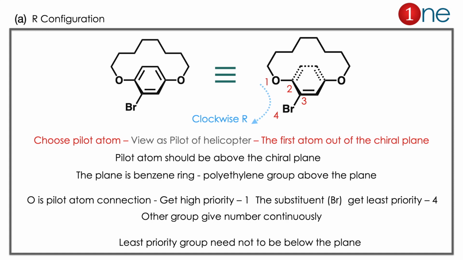After you choose the pilot atom, it gets high priority 1. Then the substituent always gets the least priority 4. The other groups you have to write continuously, then 1, 2, 3, 4. Here the important point you have to note is that the least priority group need not be below the plane or back side of the plane. It can be either above or below. Here the choosing of the pilot atom is important. So if you write it, it will be 1, 2, 3, 4 clockwise. So the configuration is R. So the answer is clearly A.